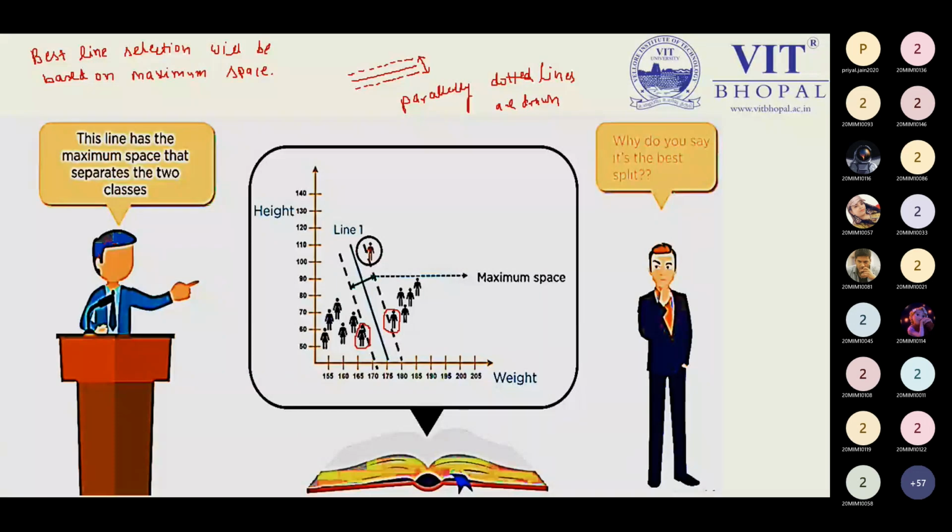I'm saying it once again: this line, that is line 1, has the maximum space. So what is the maximum space? You can see on the screen the differences between the data objects of one class and another class; that is the gap we are finding. This is the maximum space, and this line has the maximum space that separates the two classes. So baseline selection will be done based on the maximum space. That is a tricky point you have to understand. Now, is it clear?